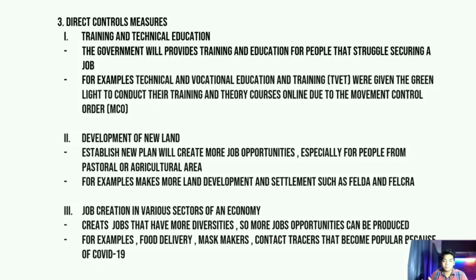opportunities given. Okay, thirdly, job creation in various sectors of an economy. The government can create jobs that have more diversity so more job opportunities can be produced. For example, food delivery, mask makers, and contact tracers have become more popular because of the COVID-19 pandemic.